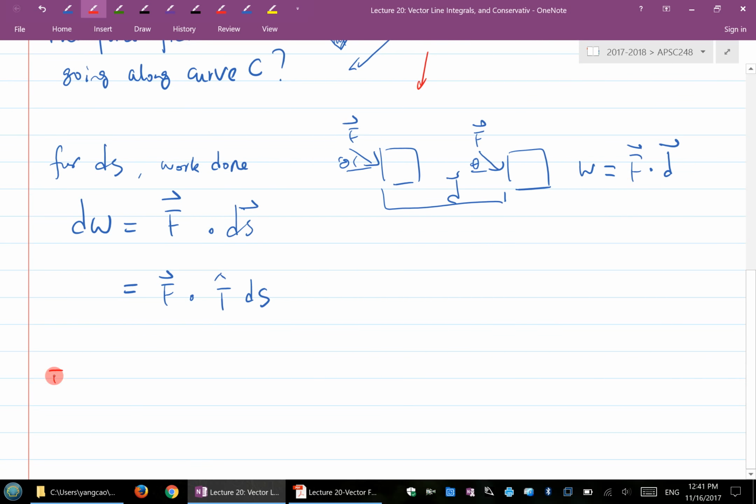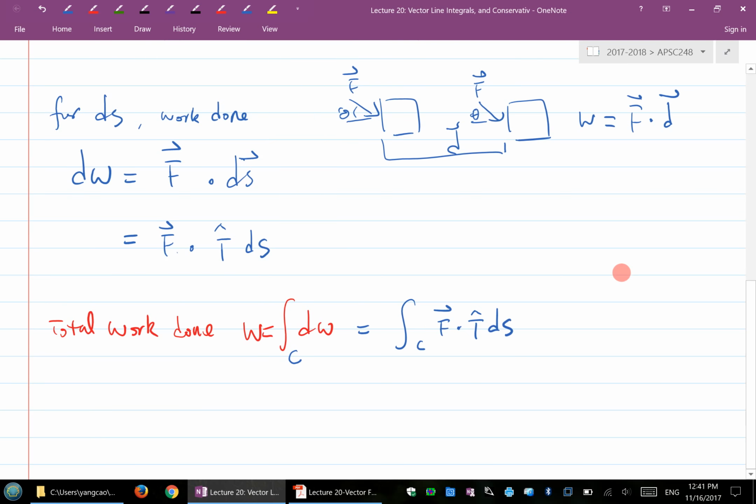And naturally, what's the total work done then? You integrate this dW along the curve C and you get the total work. That's the integration concept. So basically we're integrating F dot t hat ds here. This is the total work done by this force field through the curve C.